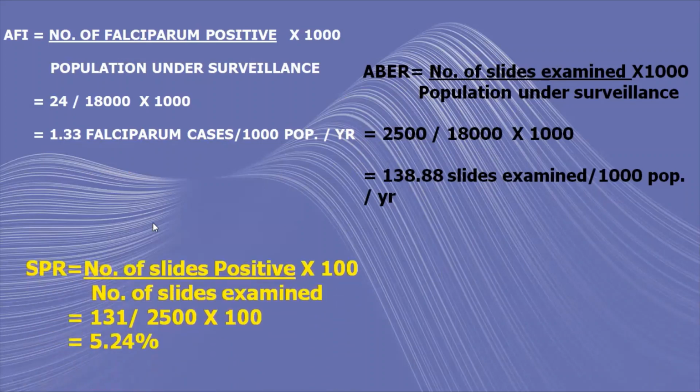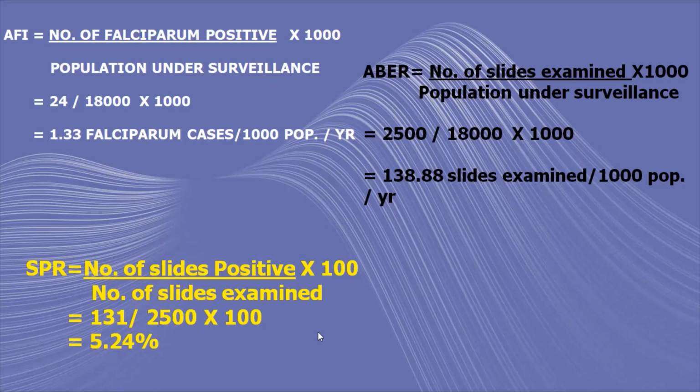Now come to slide positivity rate. Means how many slides are examined and how many of them are positive. So number of slides positive divided by number of slides examined. So 131 were positive out of 2,500. You have to multiply this with 100 because the answer is in percentage. So it is 5.24% positivity rate for the slides examined from the total slides.